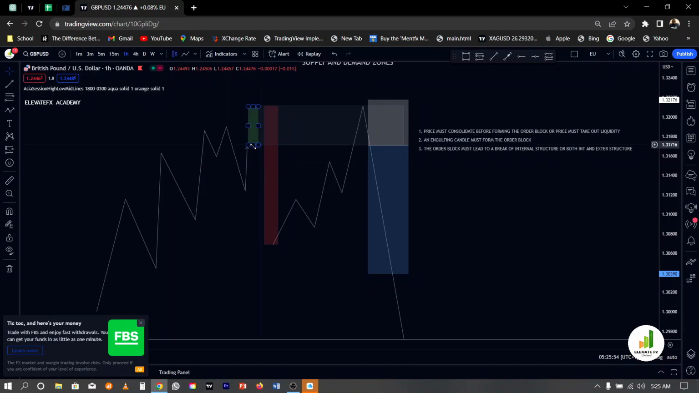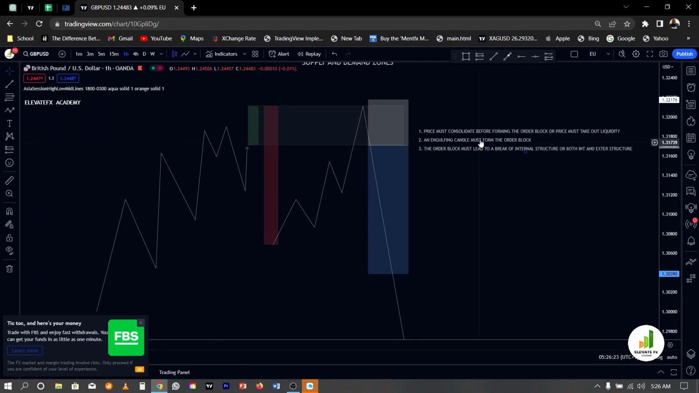Okay, so whatever structural points you're considering, the order block has to take out both the internal, like I've said, and the external structure, and then you look for the mitigation and get involved in the markets. Okay, so those are the rules we're following. Number one, we said price must consolidate before forming the order block, or price must take out liquidity, and I gave a very typical example of this.